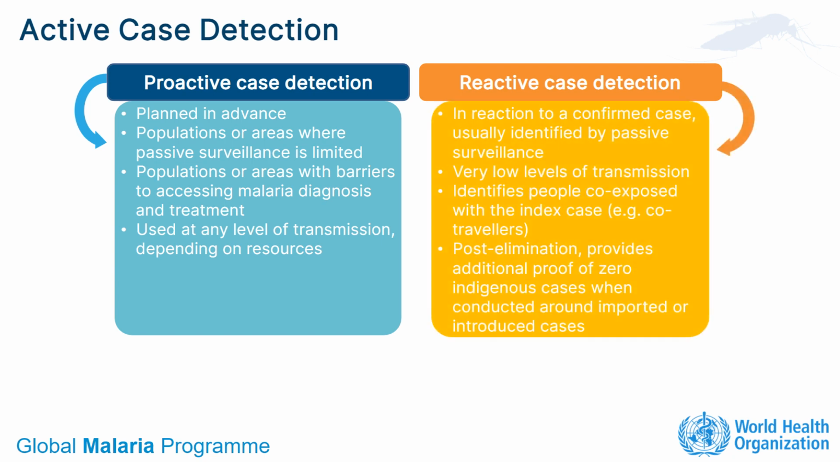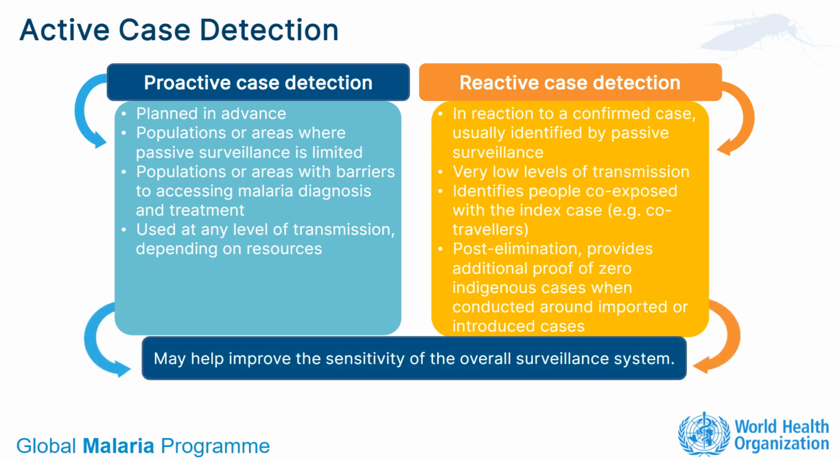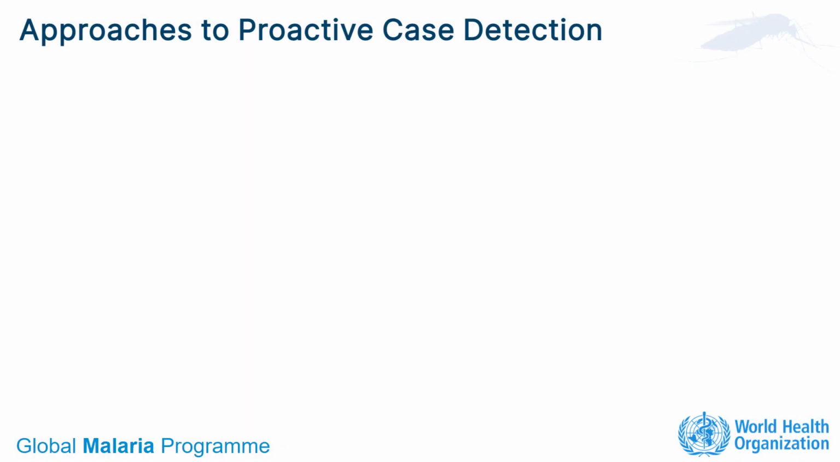Reactive case detection means that it occurs in reaction to a confirmed case that is identified, usually through passive surveillance. Reactive case detection is not recommended until countries are close to achieving elimination, and it is possible to conduct case investigations to determine the likely location of infection. In post-elimination settings, reactive case detection around imported or introduced cases helps to prove whether there are or are not additional indigenous cases of malaria. Overall, active case detection of either type, when deployed in areas at risk of transmission, improves the overall sensitivity of the surveillance system.